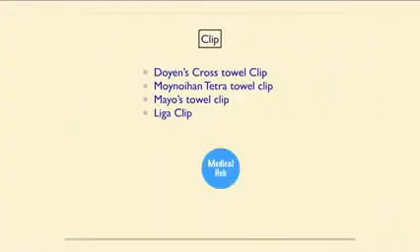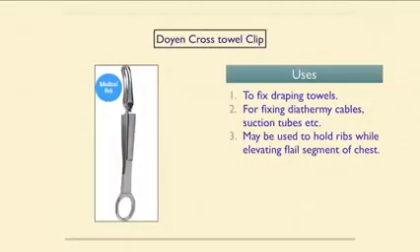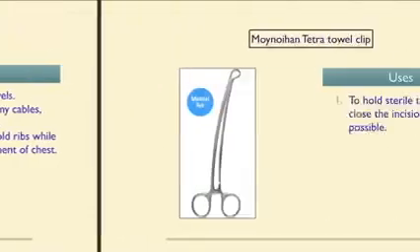Next we will discuss about the clip. So we will discuss Doyen's cross towel clip, Moynihan Tetra towel clip, Mayo's towel clip, and Liga clip. So first one is the Doyen cross towel clip. So it is used to draping towels for fixing diathermic cables, suction tubes, etc. And it also may be used to hold ribs while elevating flail segment of chest.